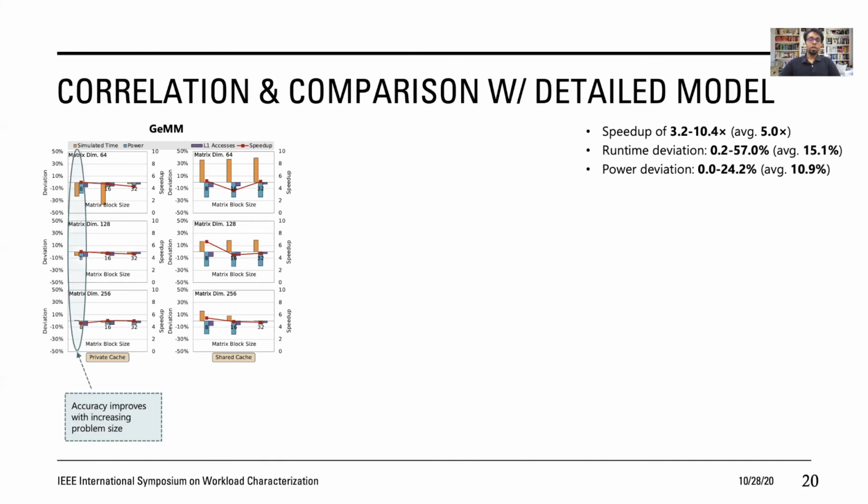For GEMM, we see that the accuracy is improving with increasing matrix size, and the accuracy for private cache is better than shared cache. This is because shared cache incurs far fewer L1 misses, and thus the shared cache timing is entirely dependent on the accuracy of simulating the compute operations, which is what HetSim compromises on.